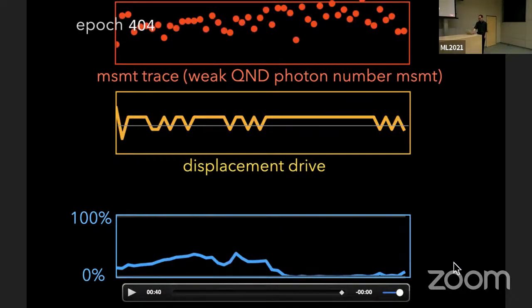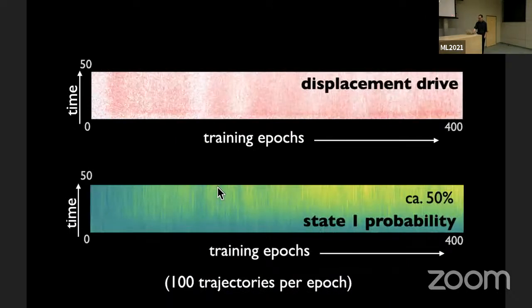Okay, but we will be able to see it when we plot everything together. So in these plots, the time of individual trajectories is plotted on the vertical axis in each panel, and the training epoch, so the progress in training, is plotted on the horizontal axis. And the actual quantity of interest is plotted as a color scale.